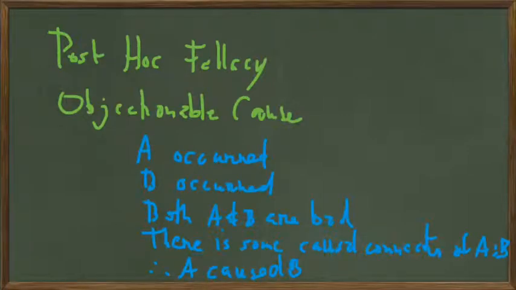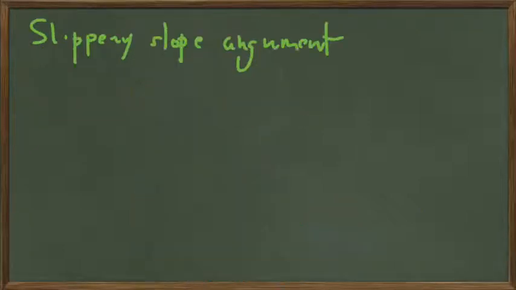So let's look at one more fallacy of causal inductive reasoning: the objectionable cause. A occurred, B occurred, both A and B are bad. There is some causal connection between A and B, therefore A caused B. The error here is that there is just some causal connection, not a strong enough one to say that A caused B. And you find this type of argument often in political opinion pieces.